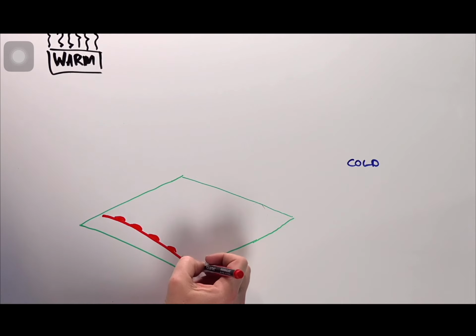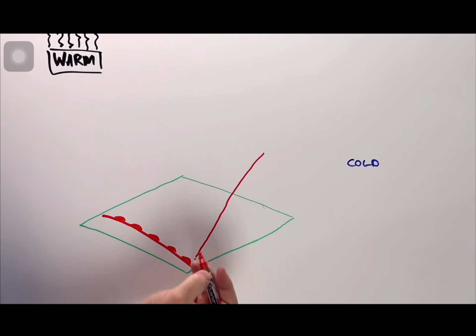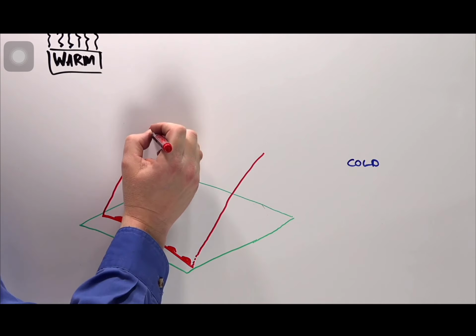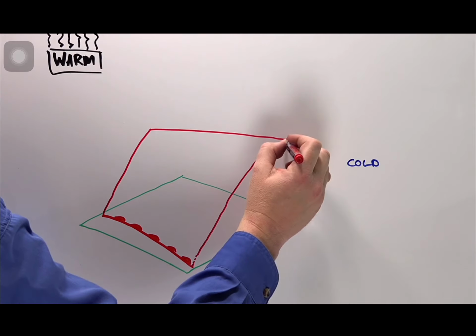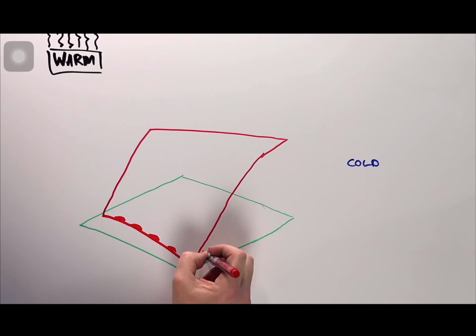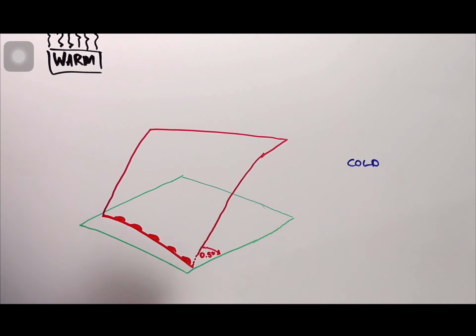But now, let's imagine what this would look like. So it's going to kind of try to override that cold air. Something like that. Now, this slope here, when we look at this slope, it's typically only going to be 0.5 of a degree. Very, very shallow.